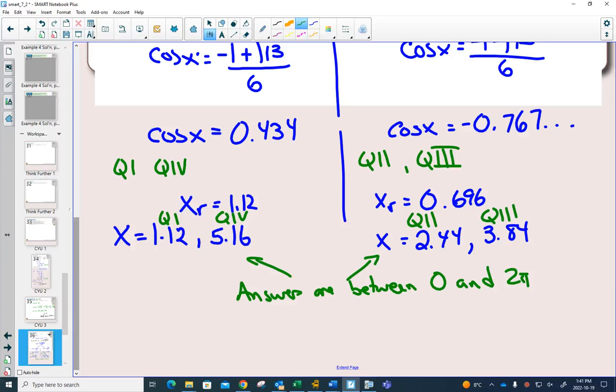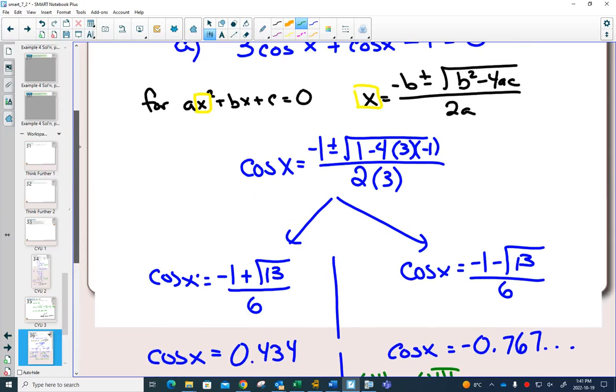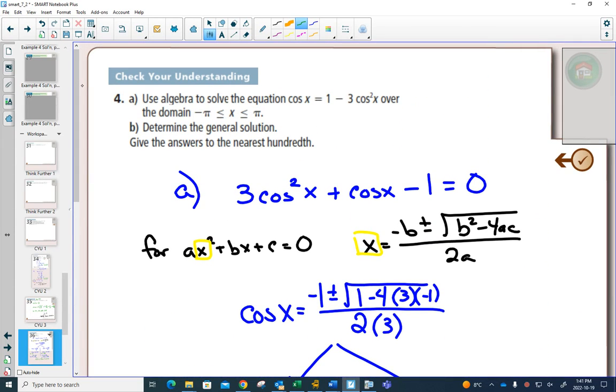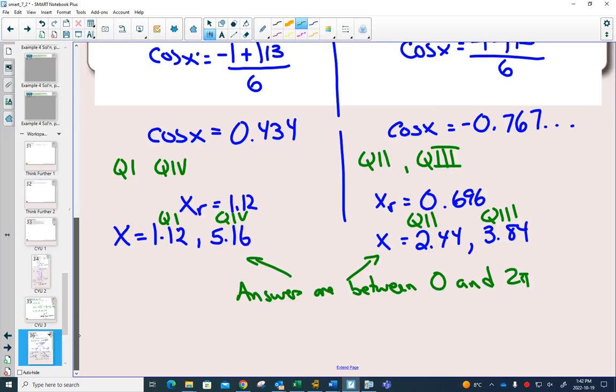I have not a good feeling about this. What does it say? Ugh. From negative pi to pi. So what does that mean? This question wanted us to solve 0 to pi and 0 to negative pi.